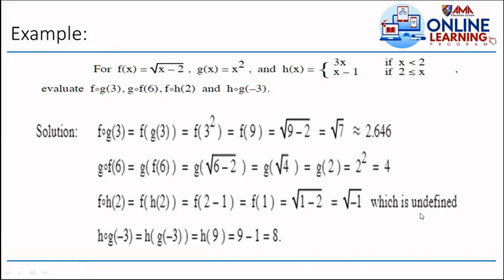Okay? And for the last one, h of g of negative 3. Okay, ano yung g natin? Yung function natin, g of negative 3, so x squared siya. Negative 3 squared, we are going to have 9. Since by this time your x is greater than 2, we're going to use this condition x minus 1. So 9 minus 1 is equivalent to 8. Okay? Any questions po?